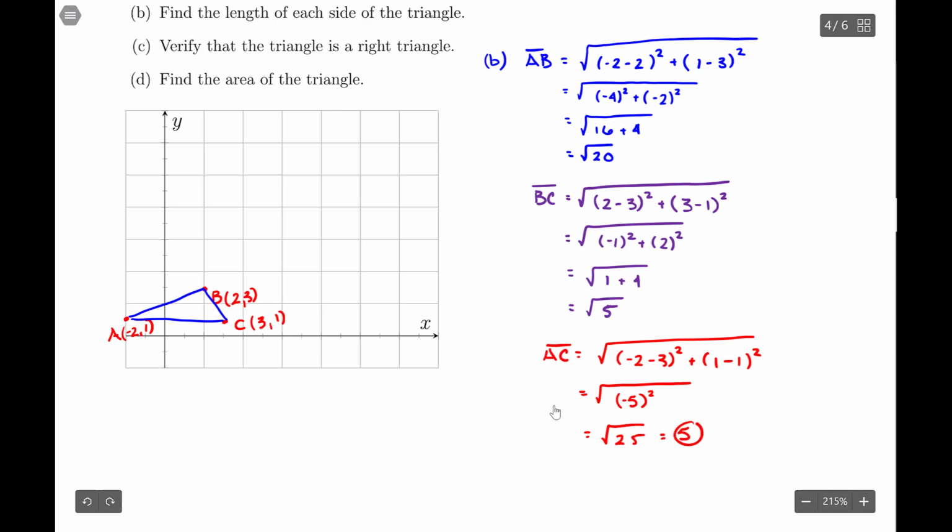So we found all 3 of our distances. From A to B, it's radical 20. From B to C, it's radical 5. And from A to C, it is 5 units.